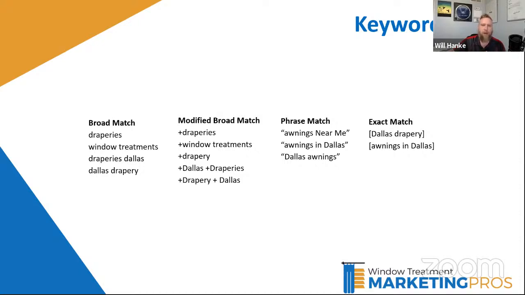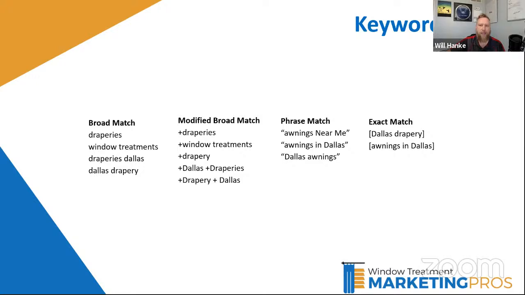Then we have what's called modified broad match, very similar to broad match, but by adding the plus sign, it says, hey, Google, this word has to be one of the words in the phrase that they're looking for. So they could be typing in something like, are there any window treatment stores near me, right? Since window treatments was in that phrase they were searching for, your ad could show.